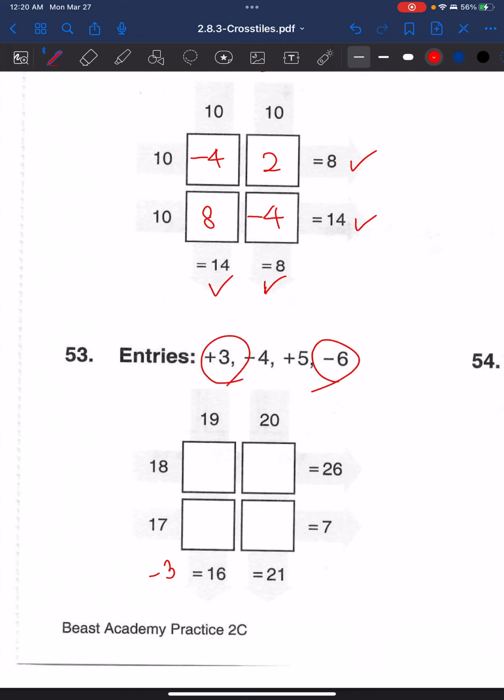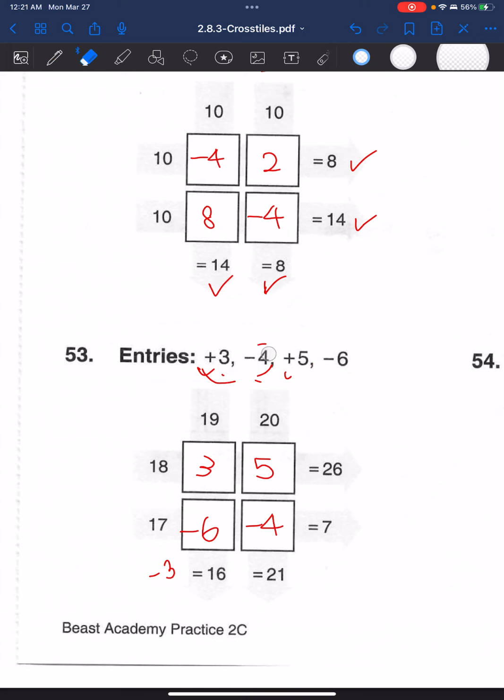Now to figure out the order, we're going to look at the horizontal rows. And so to get from 18 to 26, we need to add 8. And the only combination that works is 5 and 3. So the 3 is going to go on the top box, and the negative 6 is going to go here. And we have the 5. And so eventually the negative 4 will be the last box. And we're just going to check if the way we put the numbers in the boxes works out. So 3 plus 5 is 8, and 18 plus 8 gives us 26. Negative 6 plus negative 4 is negative 10, and 17 minus 10 is 7.